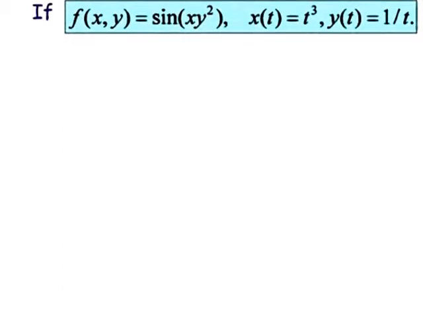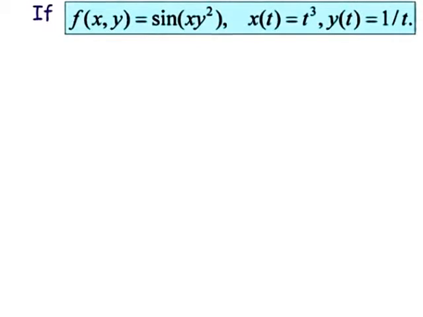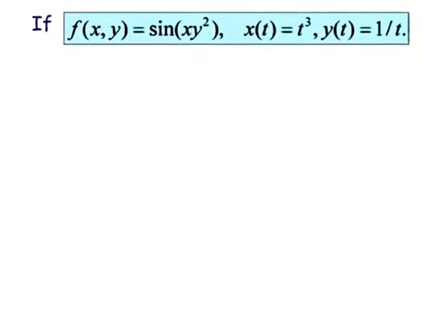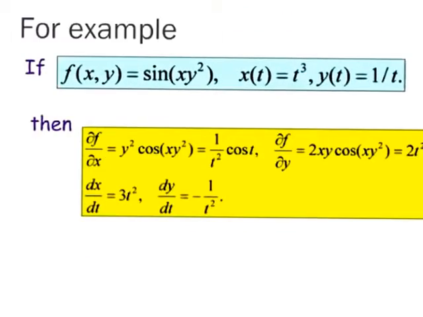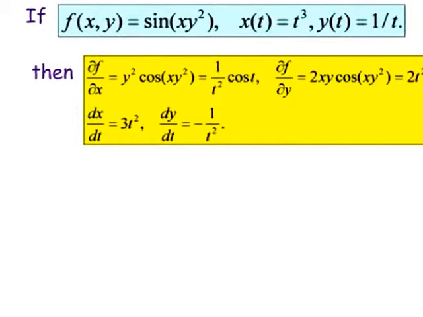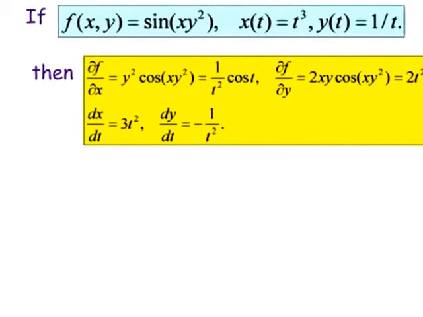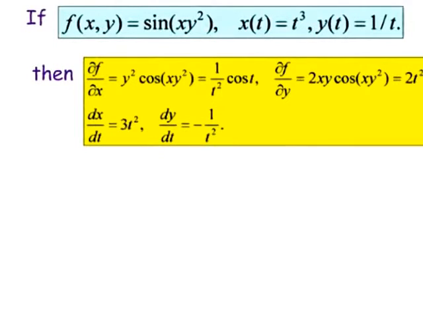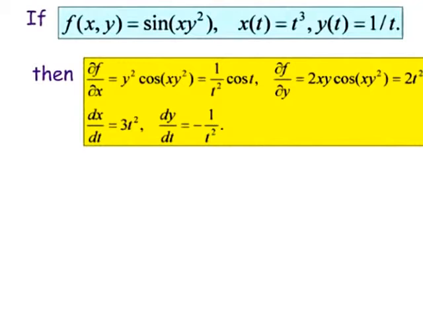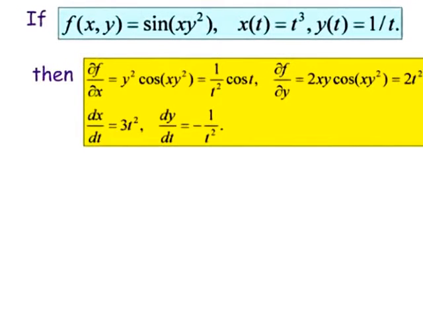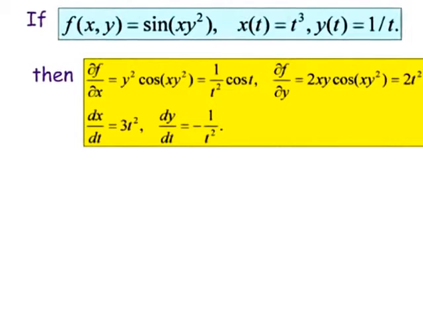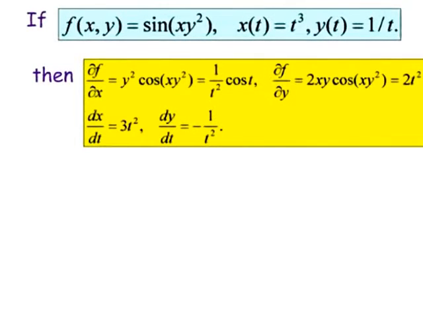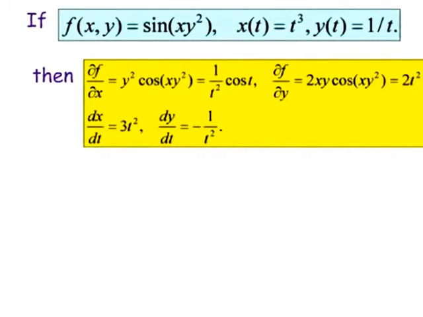For example, if f(x,y) is sine xy squared and x and y vary with the parameter t, x(t) is t cubed and y(t) is 1 over t, then ∂f/∂x is y squared cos xy squared, which when we put x is t cubed and y is 1 over t, comes out to 1 over t squared cos t. ∂f/∂y is 2xy cos xy squared, which if we put x is t cubed and y is 1 over t, we get 2t squared cos t.